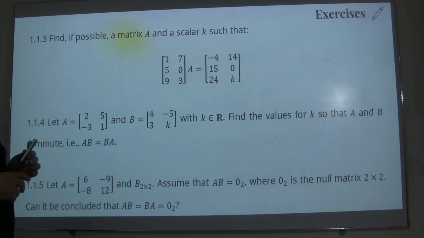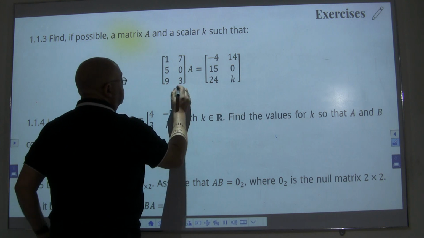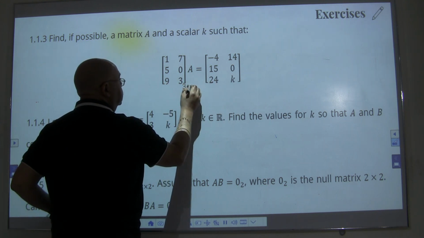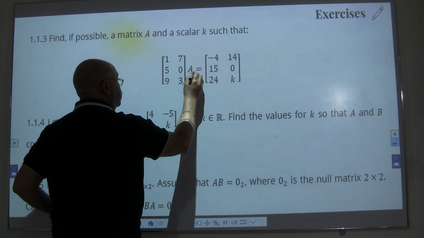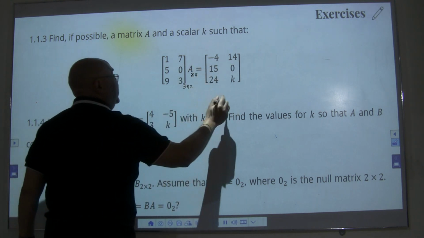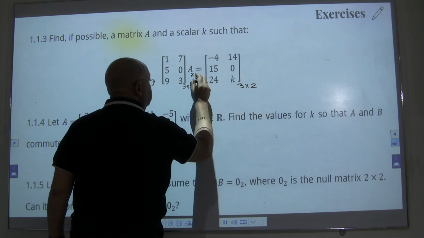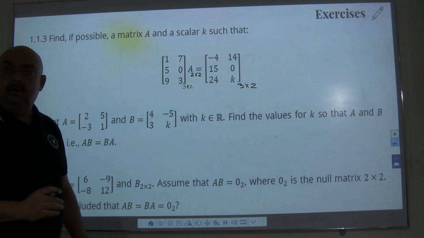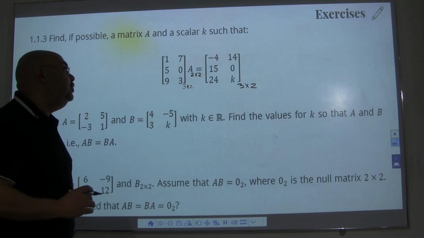What's the dimension of the first matrix? 2 by 1, 2 by 3. This is 3 by 2. So this matrix is supposed to be 2 by something. The result is 3 by 2. So it has to be 2 by 2. Why is that? Because of the 2. Okay, let's get the values of matrix A.